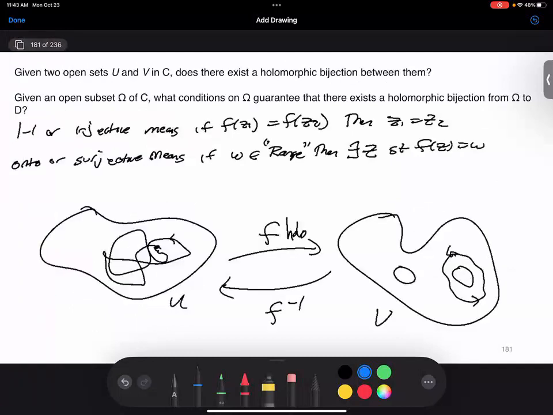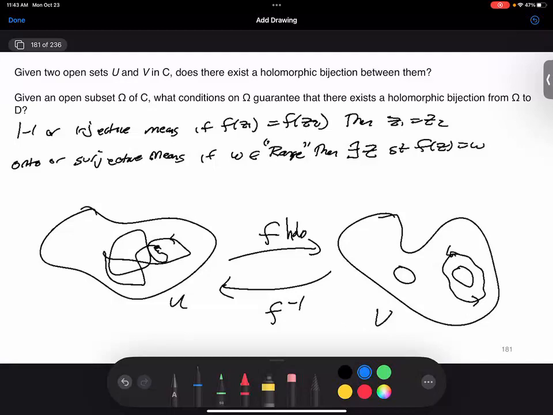Okay. The next thing is, if we have two open sets U and V, does there exist a holomorphic bijection between them? Does anybody remember what a bijection is? Okay, so what's a bijection? One-to-one and onto. That means two distinct inputs have distinct outputs, and you give me anything in the target space, and I can find something in the input space. Well, this of course tells you that there should be an inverse function. If everything in the output space has something in the input space, there's got to be a unique thing in the input space that goes to it. That's going to be my f inverse.